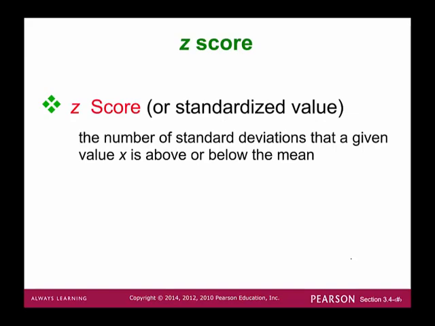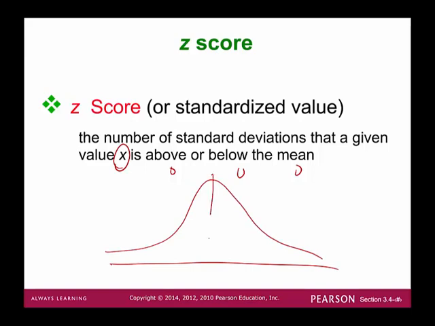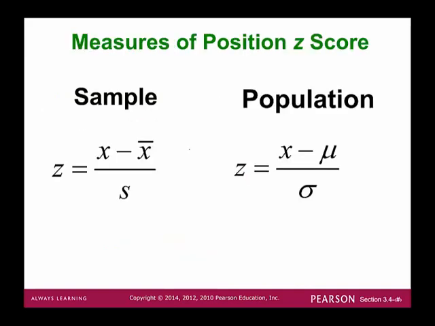Z-score is a standardized value. It measures how many standard deviations a given data value x is above or below the mean. For example, in the bell curve, the mean is right in the middle, so you compare the data values to the mean. We use this number of standard deviations above or below the mean to capture the relative standing of the given data value x.